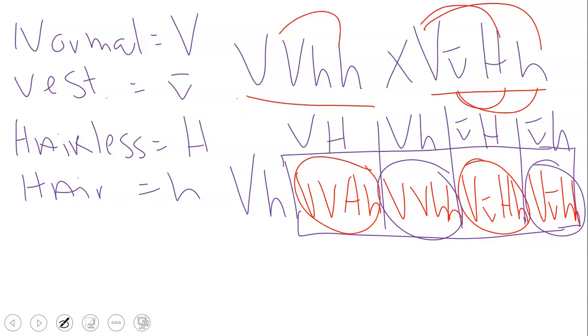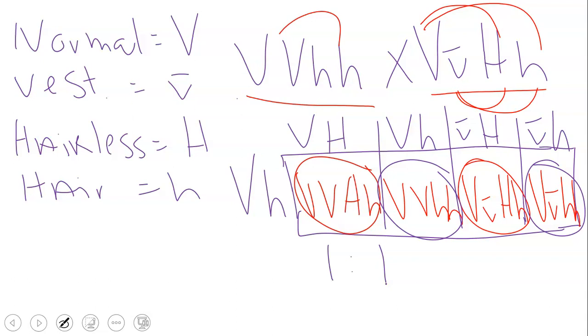Okay, so we have a 1-to-1 phenotypic ratio. 50-50, right? So we've got 2 normal, hairless, and 2 out of 4 normal, hairy. So we have a 1-to-1 phenotypic ratio.